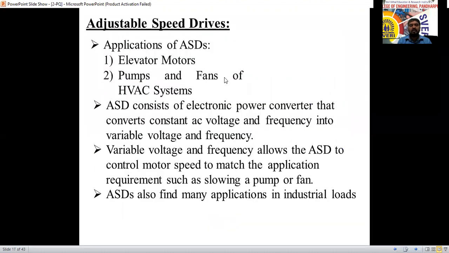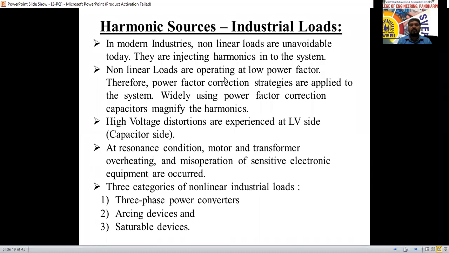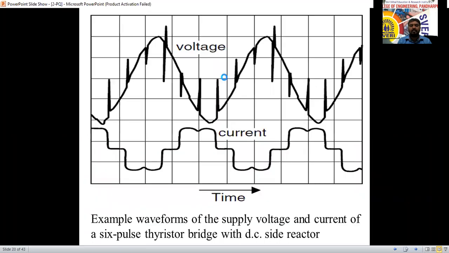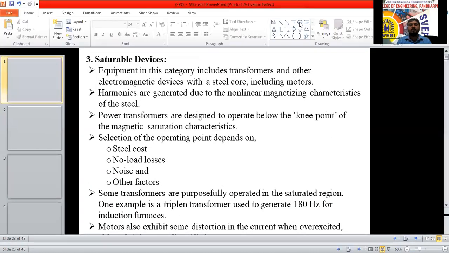In tomorrow's class, we'll continue with the harmonic sources from industrial loads. Industrial loads will continue in the next class. We'll stop here only.